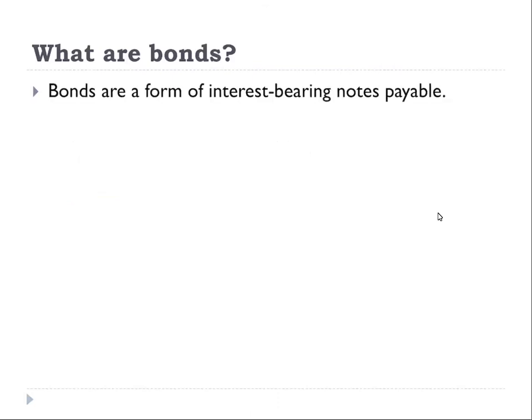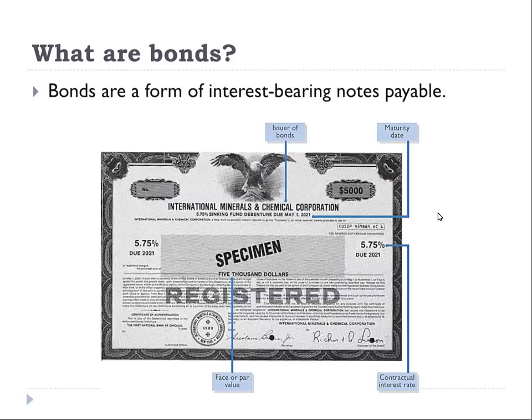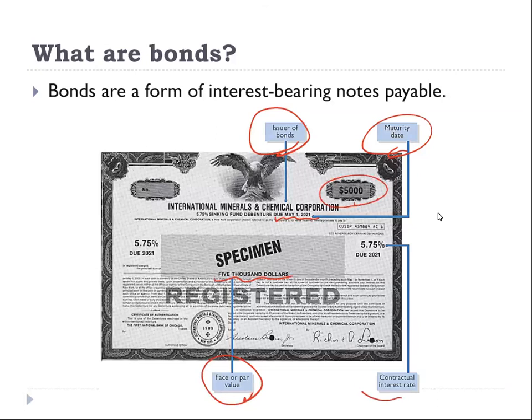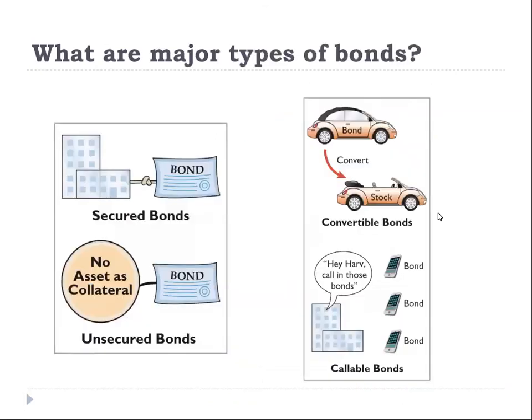What are bonds? Bonds are a form of interest-bearing notes payable, and this is how a bond looks. A bond usually has the issuer of the bond and the maturity date. So here, when is the bond going to be due? The face or par value, $5,000, this amount. And what is the contractual interest rate? So those are the basic elements of a bond.